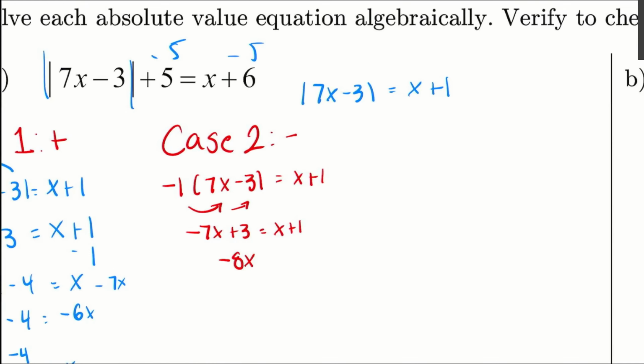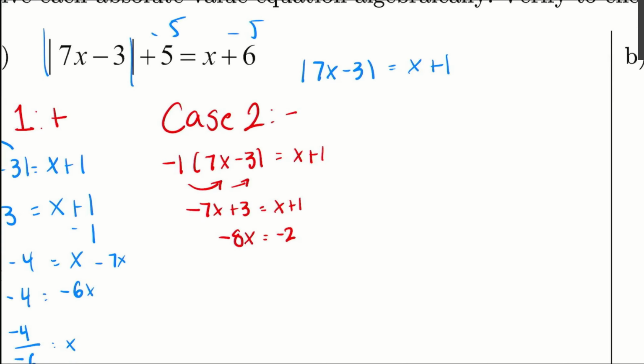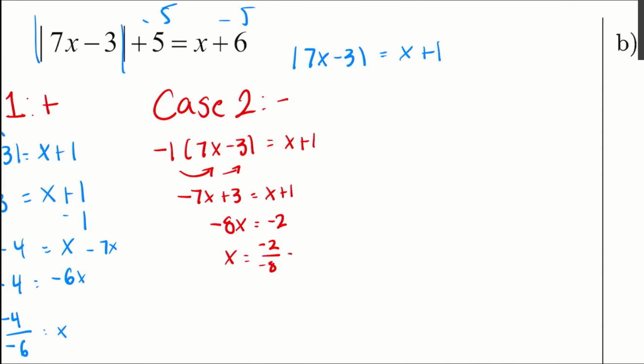You're going to get negative 8x is equal to negative 2. Divide both sides by negative 8, and you're going to get negative 2 over negative 8 as your final answer, which simplifies down to 1 over 4.